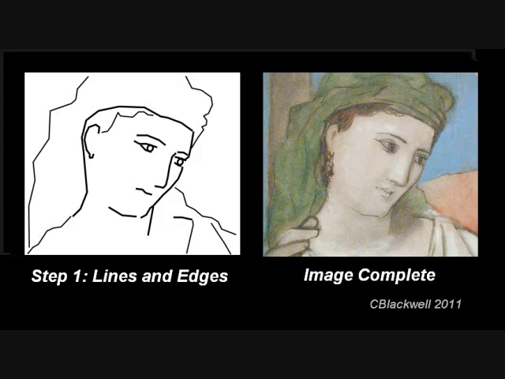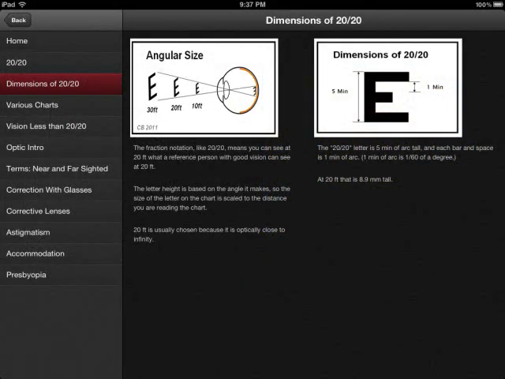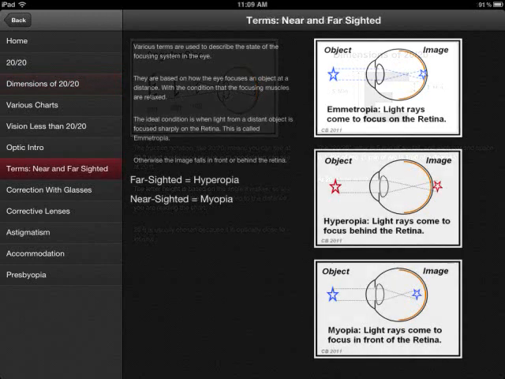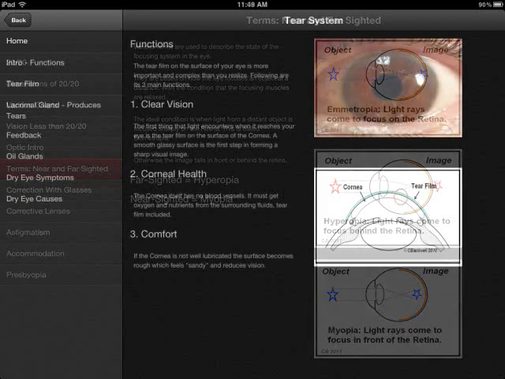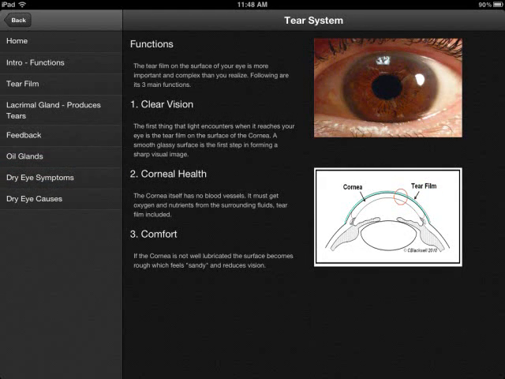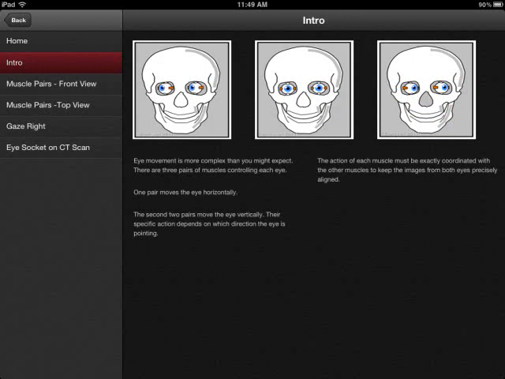After looking at the various parts of the eye, we discuss vision and optics. What does 20/20 mean? What about those confusing names, nearsighted and farsighted? And how do glasses correct for them? There is a section on tear function, which is important for clear vision, comfort, and corneal health, and a section on eye movement. Each eye has 6 muscles that have to work in perfect balance to keep an image lined up.